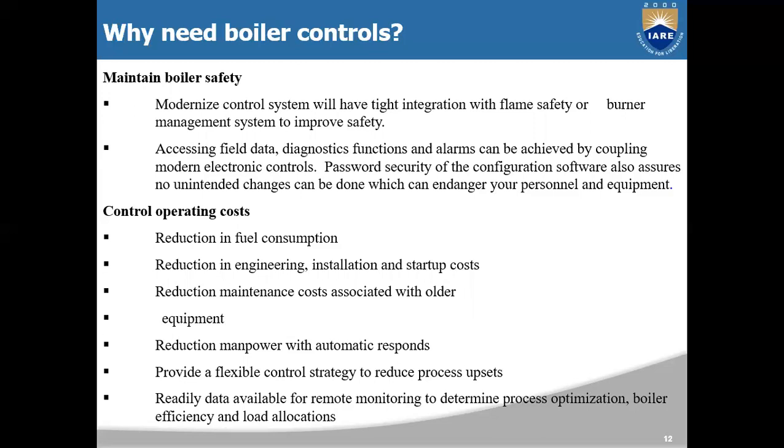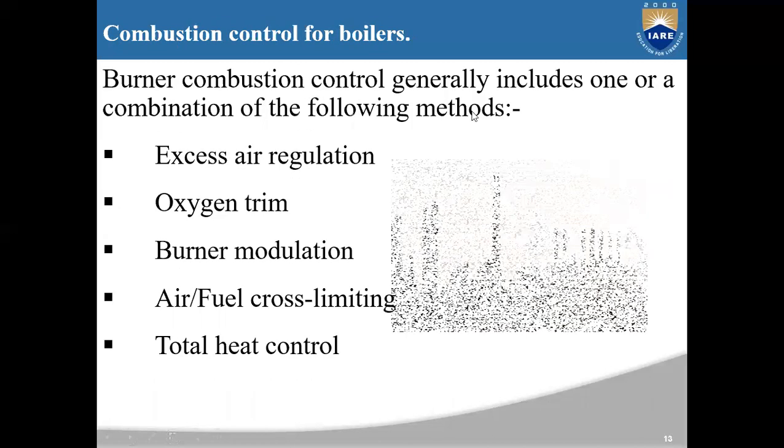Controlling operating costs. So this becomes the economic major criteria for anything. Reduction in fuel consumption, reduction in engineering, installation and startup costs, and reduction in maintenance costs associated with older equipment, reduction in manpower and automatic response, a flexible control strategy to reduce process offset, and readily available data for remote monitoring to determine process optimization, boiler efficiency, and load reduction. So these are the operating costs which are controlled for the boilers to improve economy.